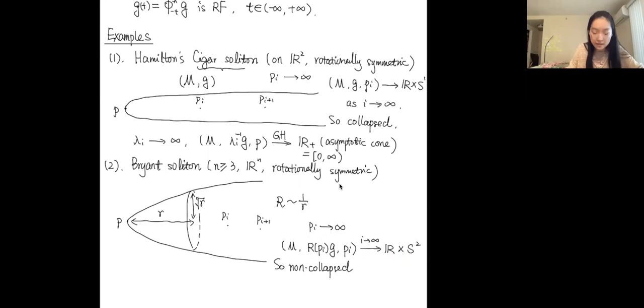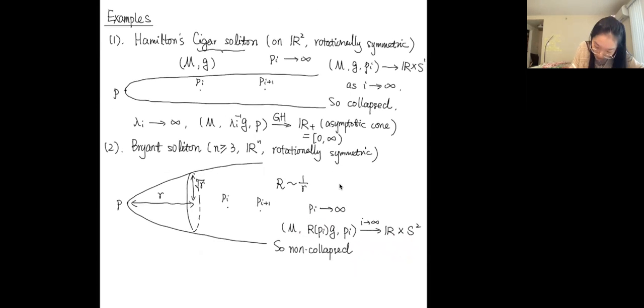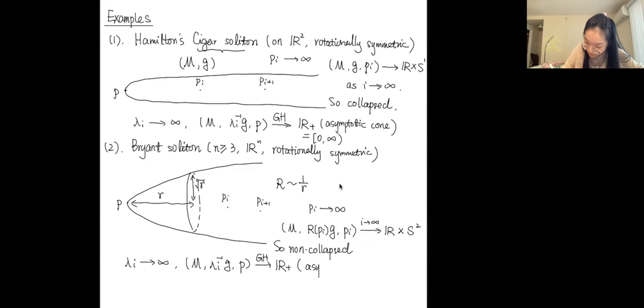Next, I'm going to take a sequence of numbers going to infinity and look at its asymptotic cone. This time we get the same thing here. The asymptotic cone is still the ray. So that's the asymptotic cone of the Bryant soliton.